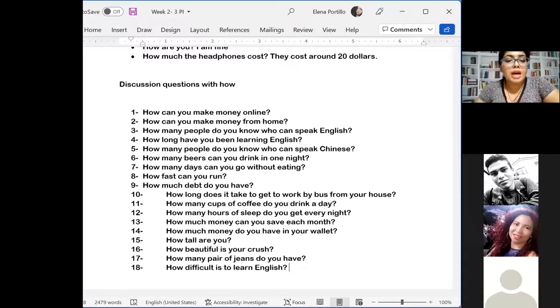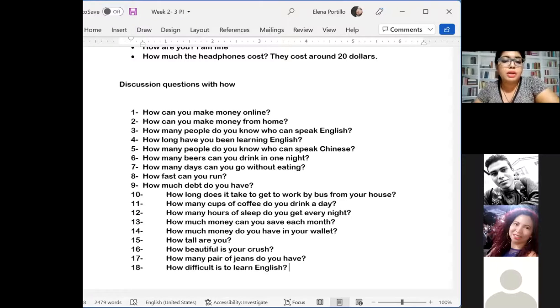I don't know. How much money can you save each month? This answer depends, of course, on the money that we earn in our jobs. Also, it depends on the structure that we follow with our money, because there are people who are very good at saving money, and there are people who are not very good at saving money. So in this case, it is something that can depend on the person.